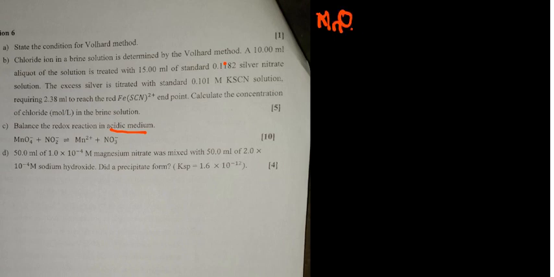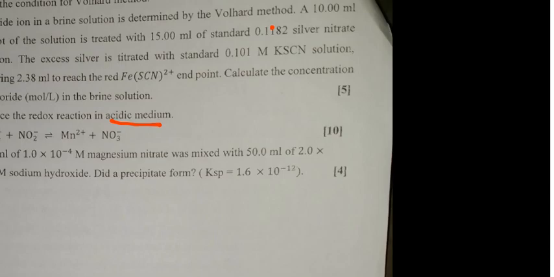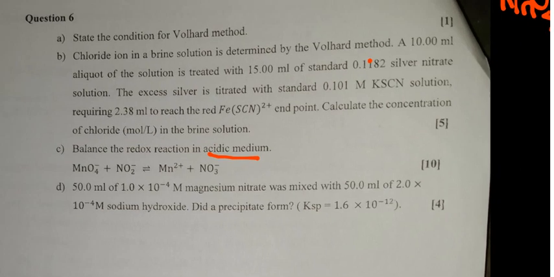MnO4 plus NO2 gives Mn 2 plus, plus NO3. So the question we're looking at here today is this question right here. How can we balance this half reaction in acidic medium? This question right here, question C. So right now you can write it down and then we see how we can work out this question.